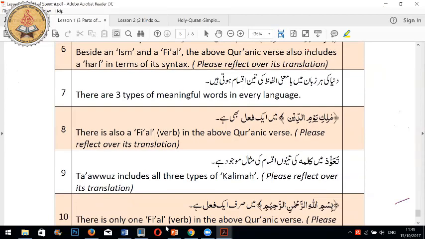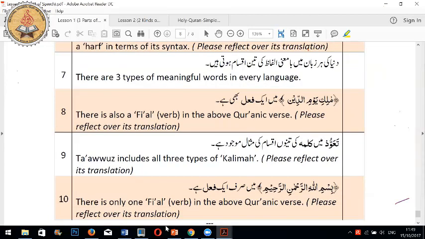Ta'awuz. We know ta'awuz means A'udhu billahi minash shaitanir rajim. This is a term especially for this phrase because we have been taught by the Quran to recite the Holy Quran, but before that we should seek refuge with Allah. I think maybe I have given you the chapter number 16 and verse number last time. So my statement is that ta'awuz includes all 3 types of kalima. A'udhu billahi minash shaitanir rajim.